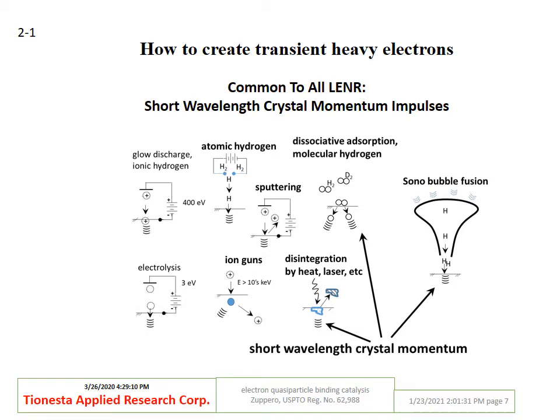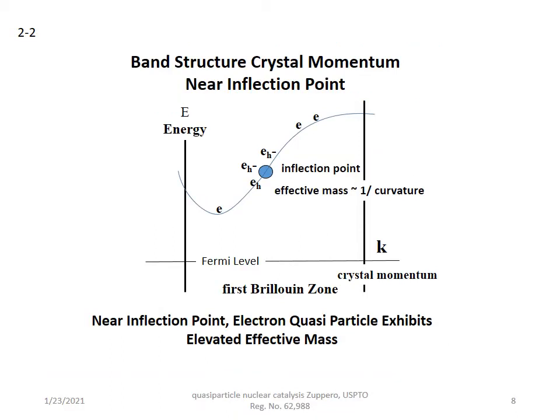So what does short wavelength mean? 2 pi over lambda, wavelength, is the crystal momentum. In the first Brillouin zone, electrons near an inflection point have elevated effective mass, 1 over curvature. There are 2 points per line per feature in the first Brillouin zone. The boundary represents 1 over the crystal unit cell size, 2 pi over it.